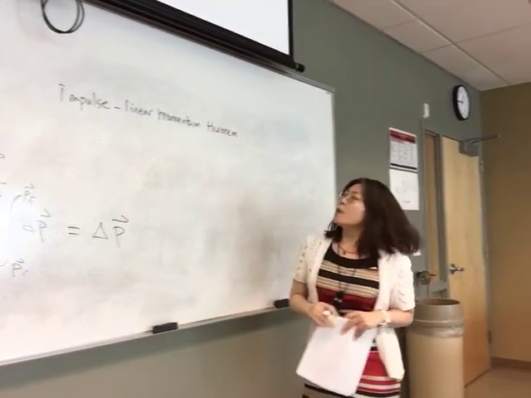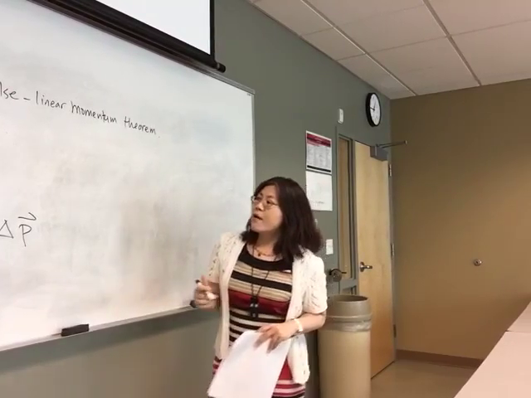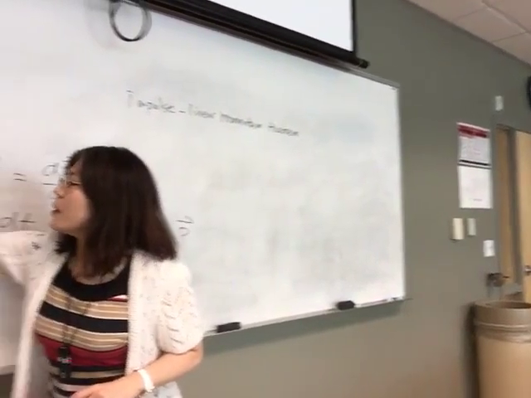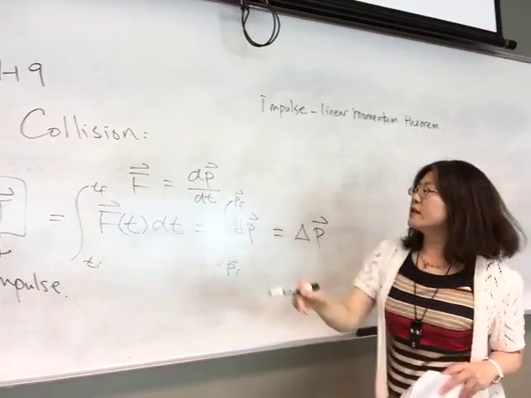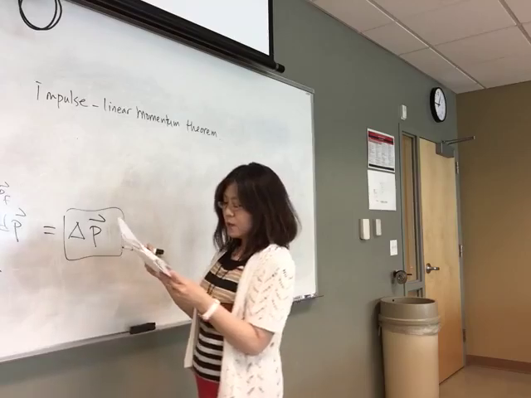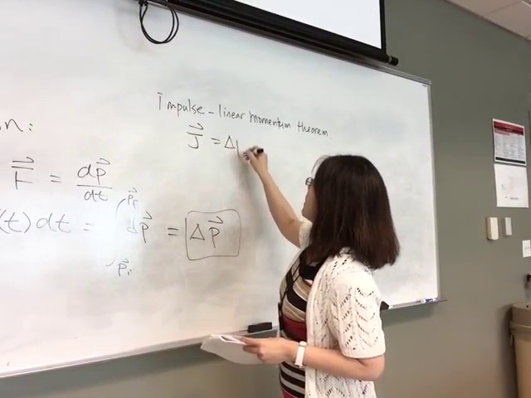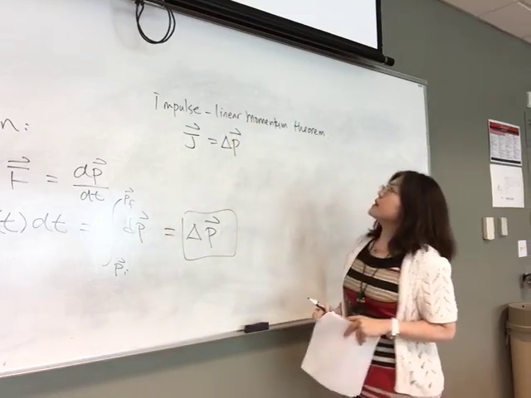What is the impulse linear momentum theorem? You can see that it involves impulse and linear momentum. Just by looking at this equation, we know that impulse is basically the change in linear momentum. That's how they relate to each other. In other words, J is equal to delta P. This is what we call the impulse linear momentum theorem.